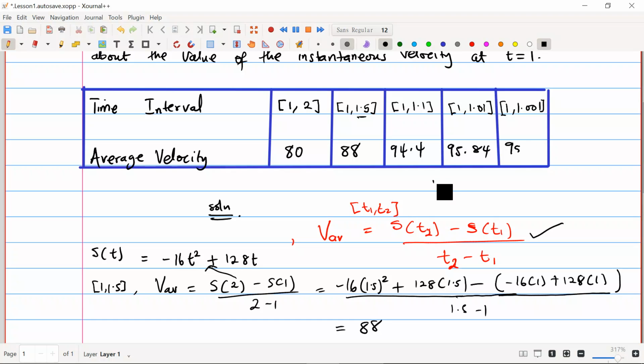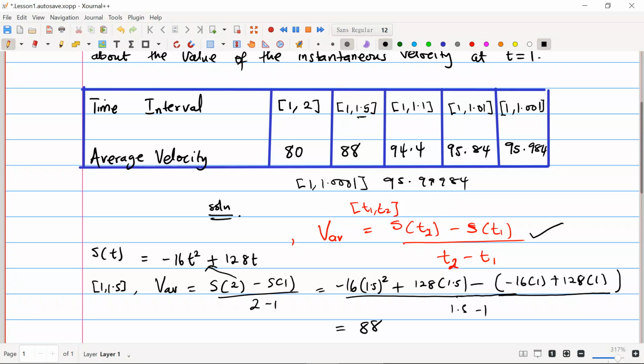It's 95.984. Now if you go ahead and continue, maybe this is not giving you any clues, or you can go ahead with the next interval, 1 and 1.0001, right? And this will give you approximately 95.99984.